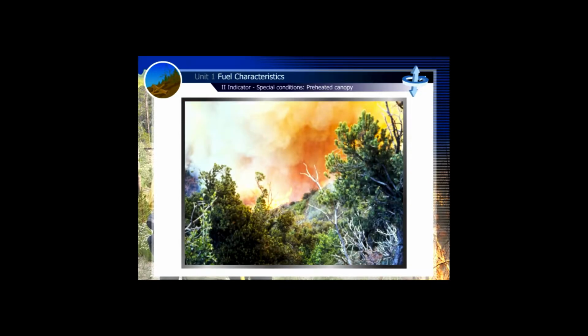Snags are another special condition. Snags are drier and usually ready for ignition. Preheated canopy is a special condition to watch out for. If the fire has burned through the surface fuels and left the canopy preheated and scorched, this will cause the vegetation to dry out and become more flammable.